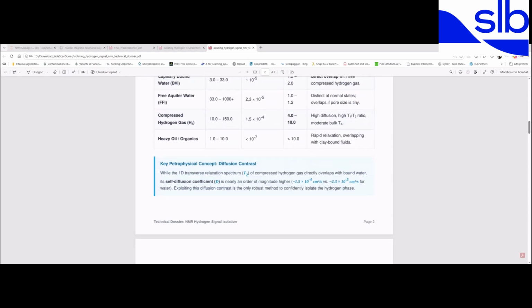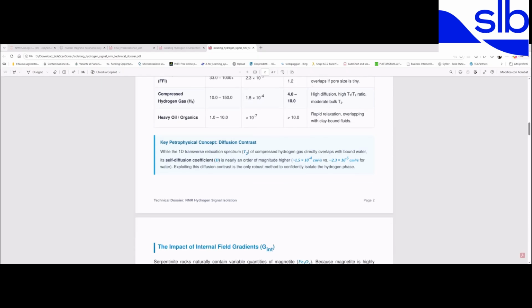Key petrophysical concept: while the 1D transverse relaxation spectrum of compressed hydrogen gas directly overlaps with boundary water, the diffusion coefficient itself is nearly an order of magnitude different between these values.